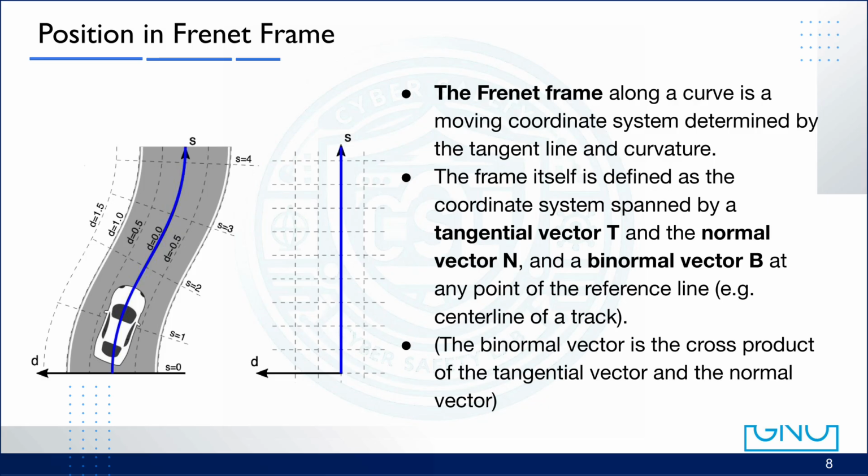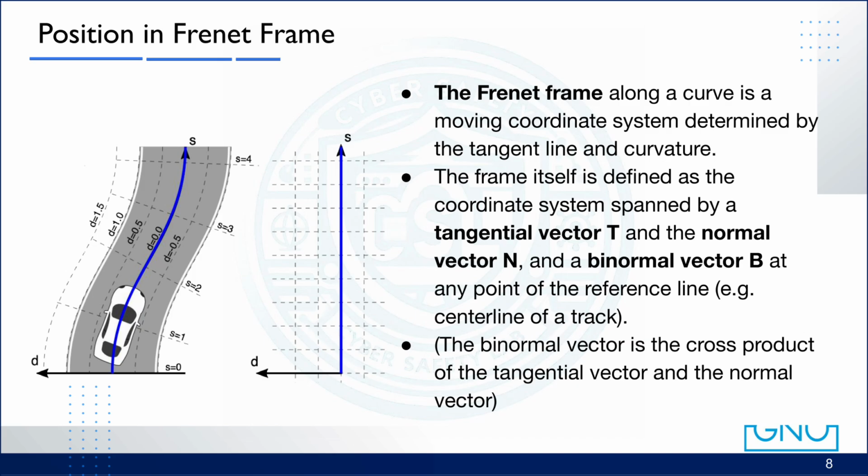Next, let's move from global coordinates to a more track-oriented coordinate system called the Frenet frame. The Frenet frame is a moving coordinate system that travels along a curve. It's defined by the tangent line and the curvature of the path. Mathematically, this frame is spanned by three vectors: a tangential vector t, a normal vector n, and a binormal vector b.